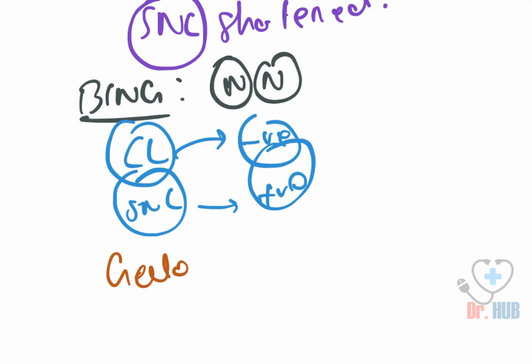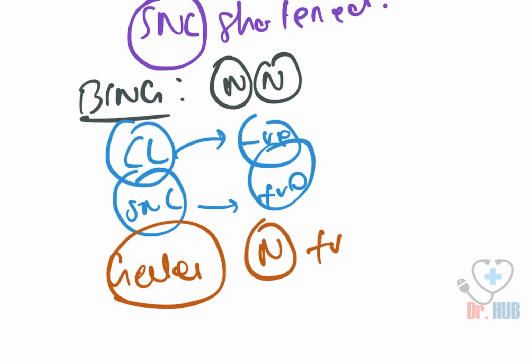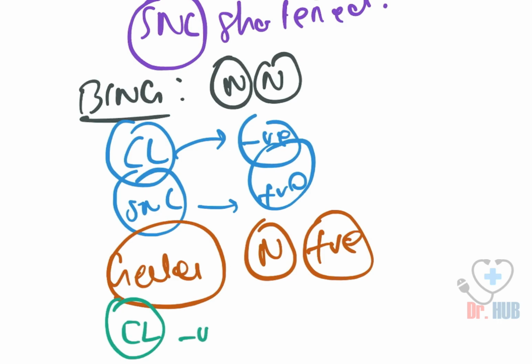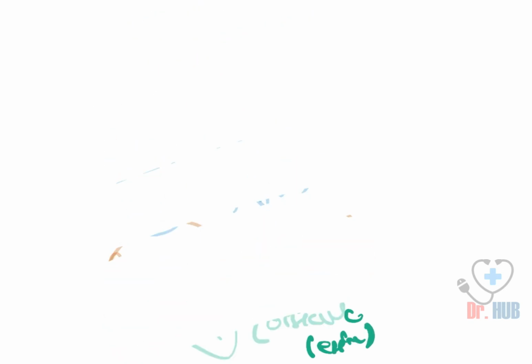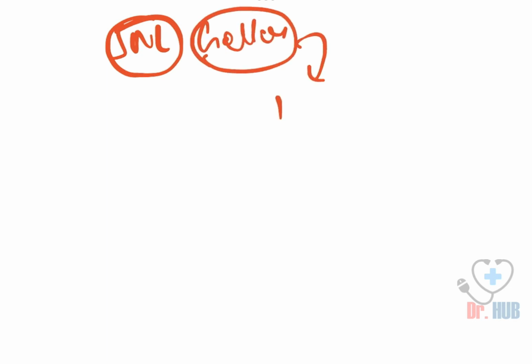Next we move on to the Gelli's test. In case of the normal ear, it is positive. Next, looking at the conductive loss, it is negative, that is the ossicular lesions. Next, the sensory neural loss: in case of the sensory neural loss, the Gelli's test is positive.